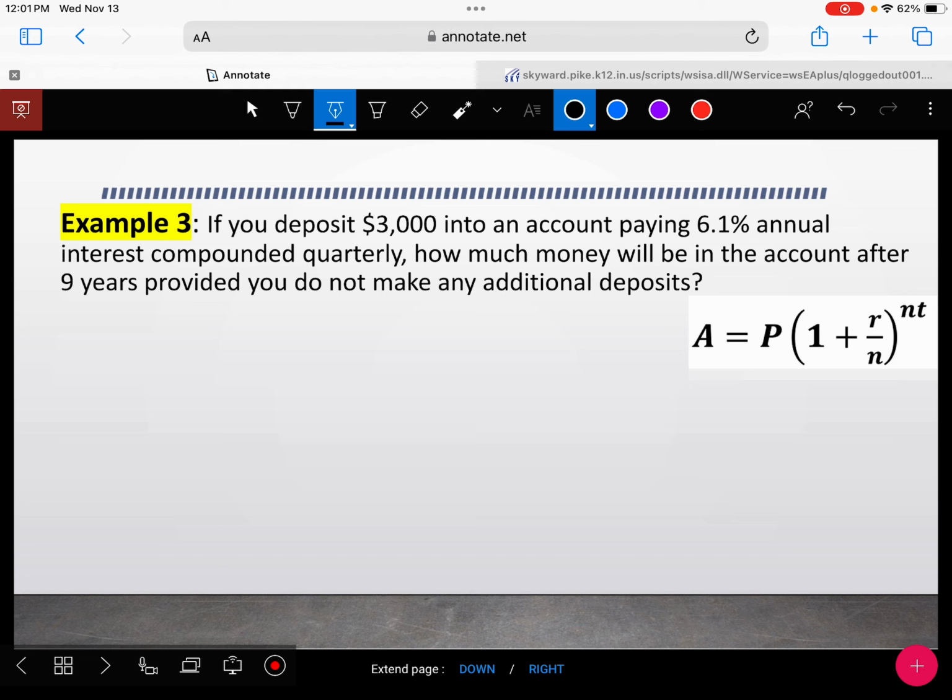Go ahead and try to do this one on your own. So now we have $3,000 into an account paying 6.1% annual interest compounded quarterly. How much money will be in the account after 9 years?